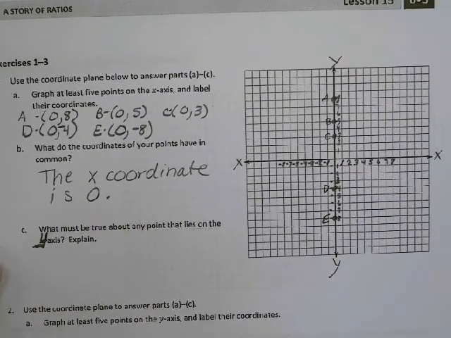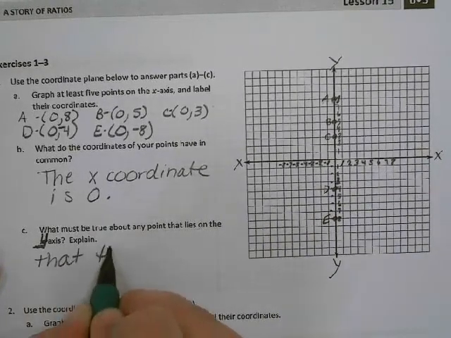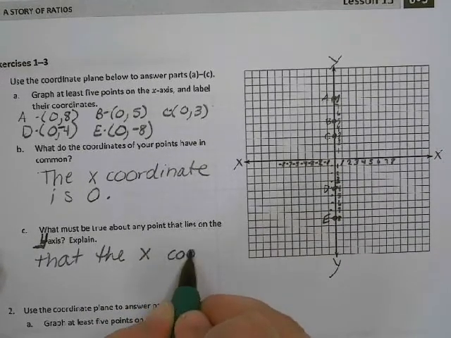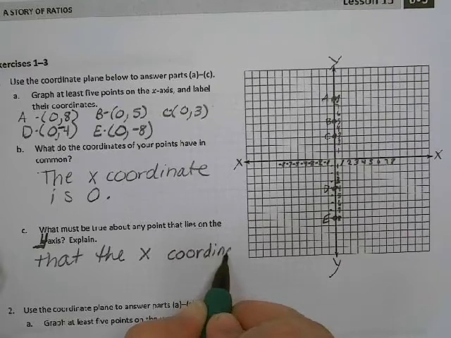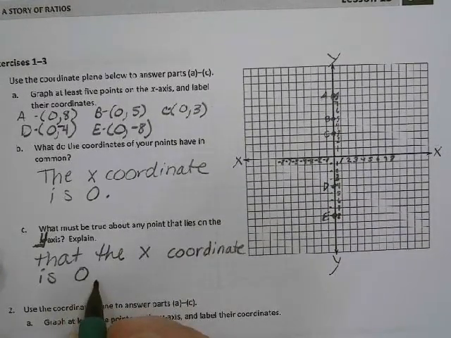So what must be true about any point that lies on the y-axis? That the x coordinate is 0.